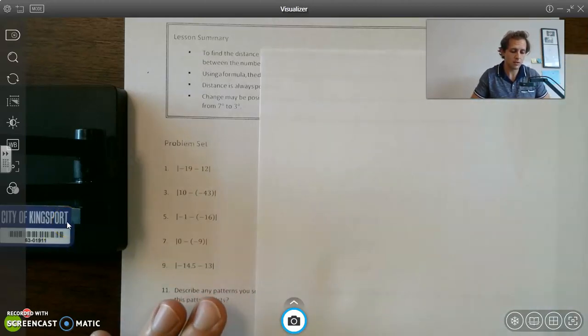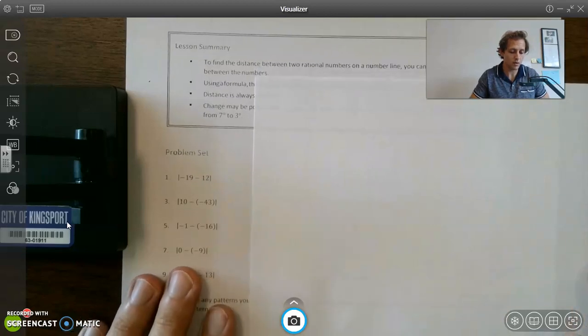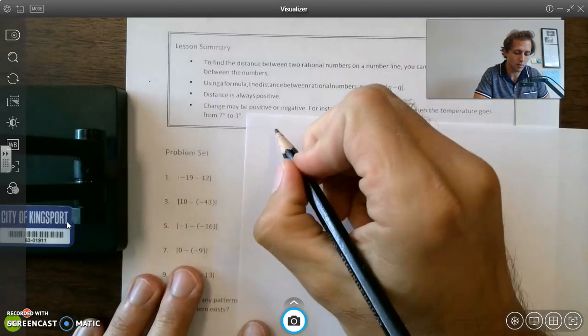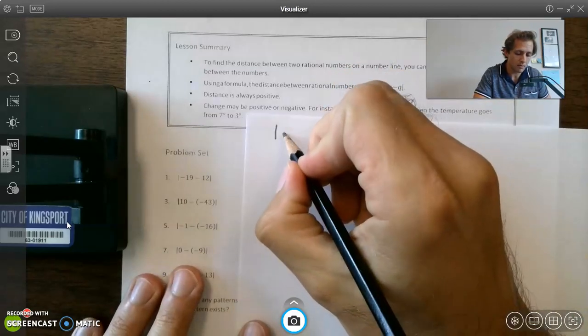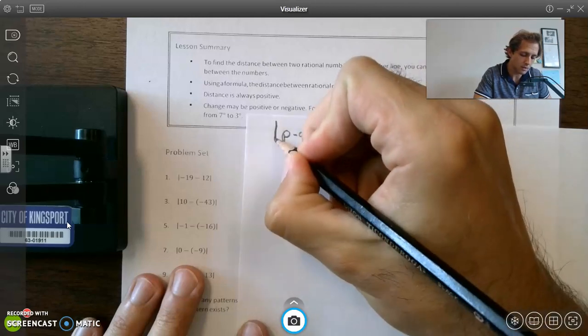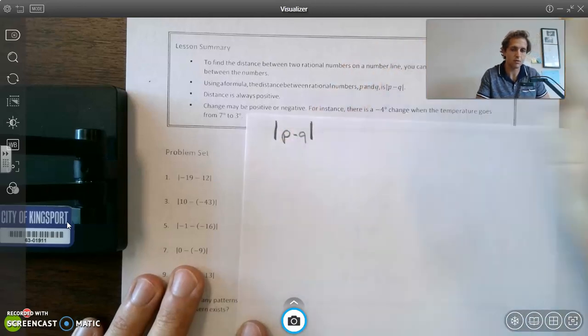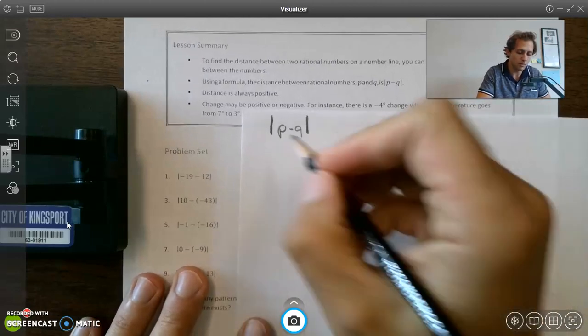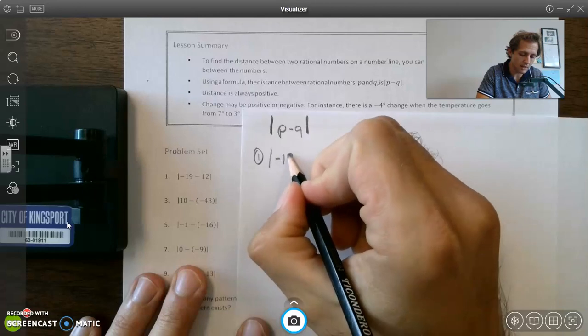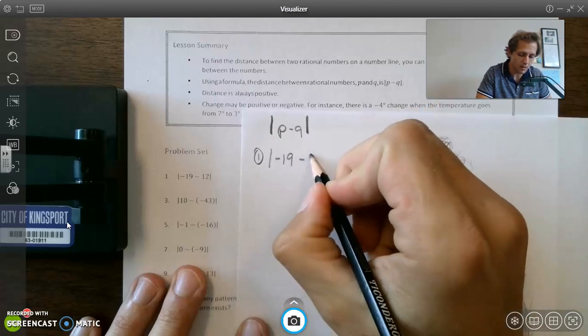Let's just go through these pretty quickly, though, because we are just practicing using our formula, the distance formula, which is the absolute value of P minus Q. This tells me the distance between any two numbers, okay? So, number one, the absolute value of negative 19 minus 12.